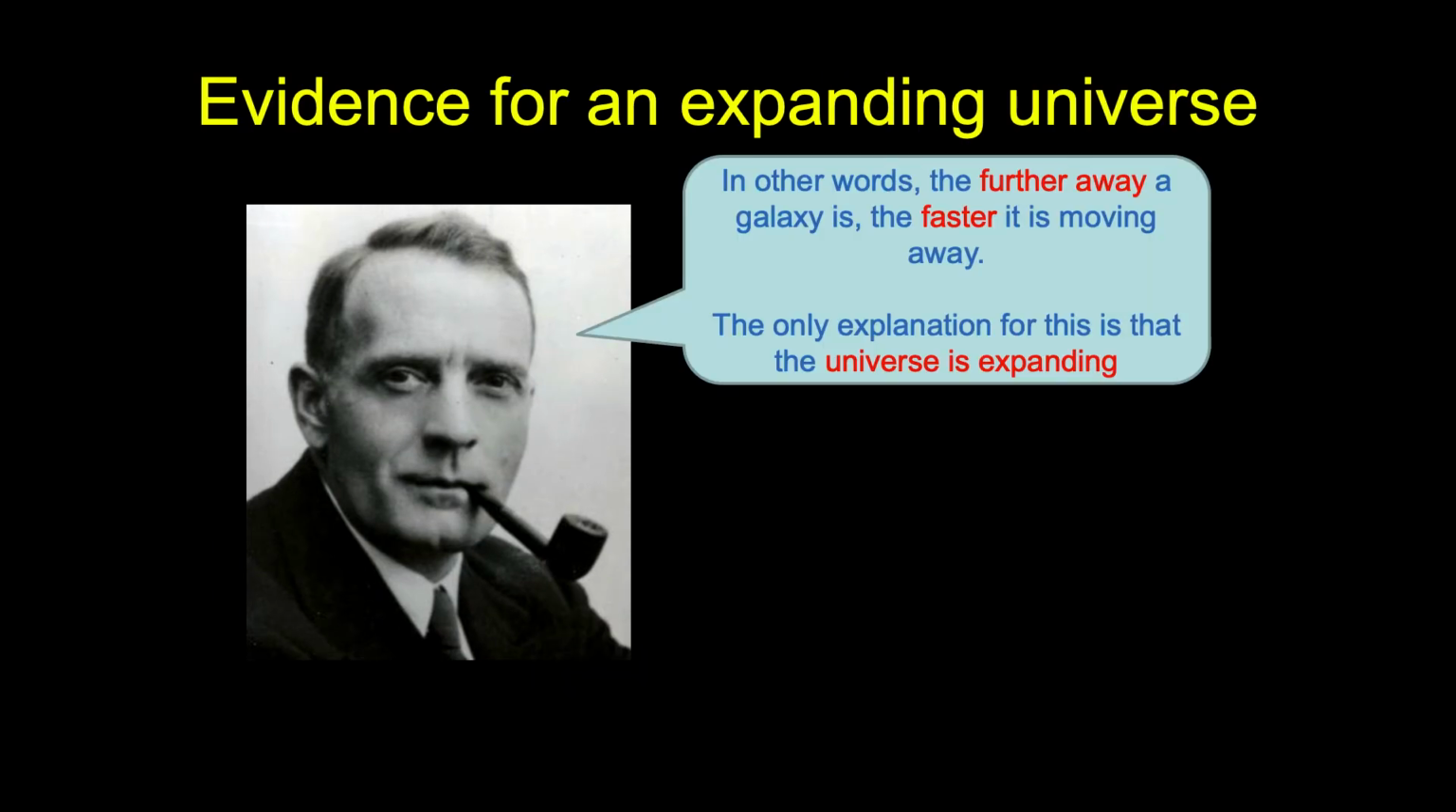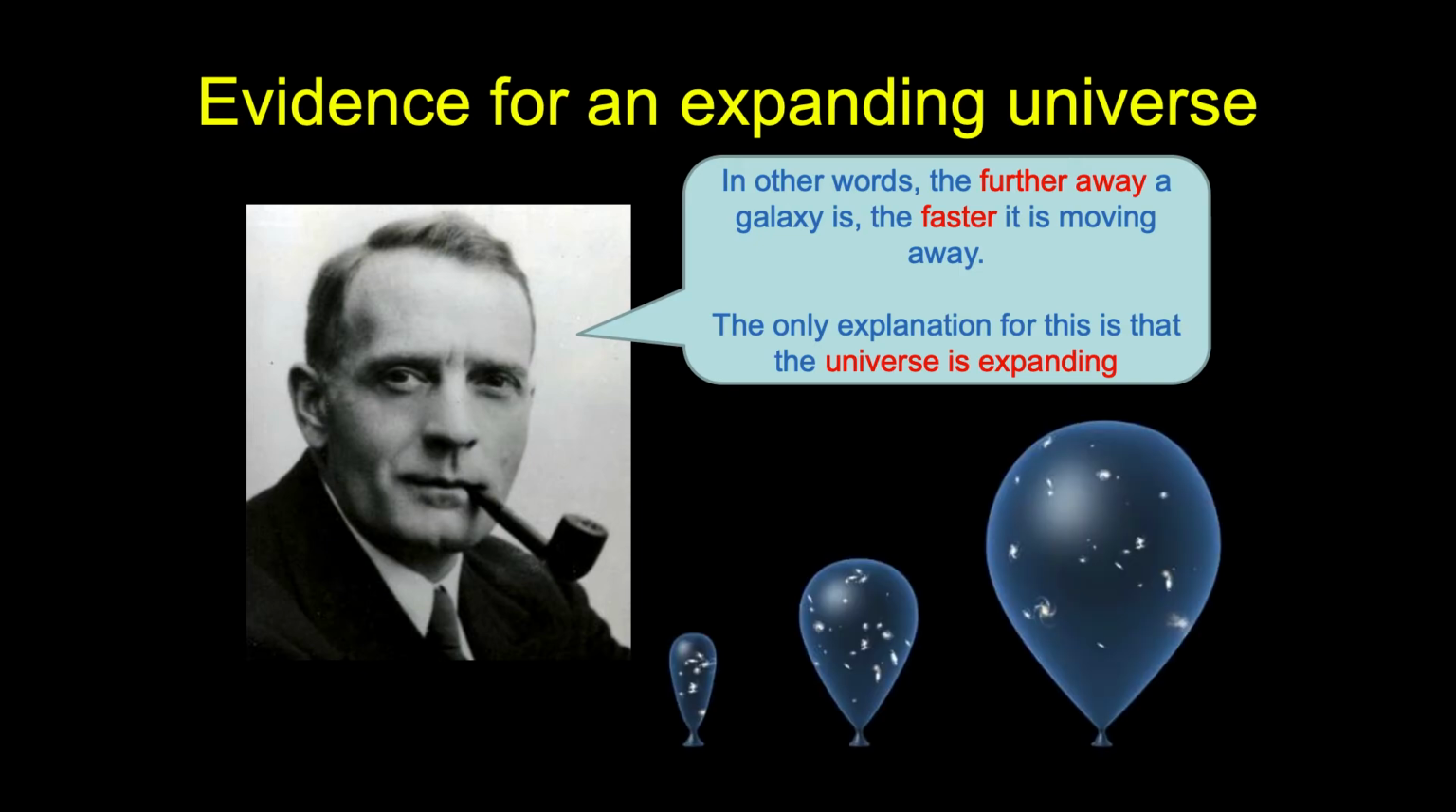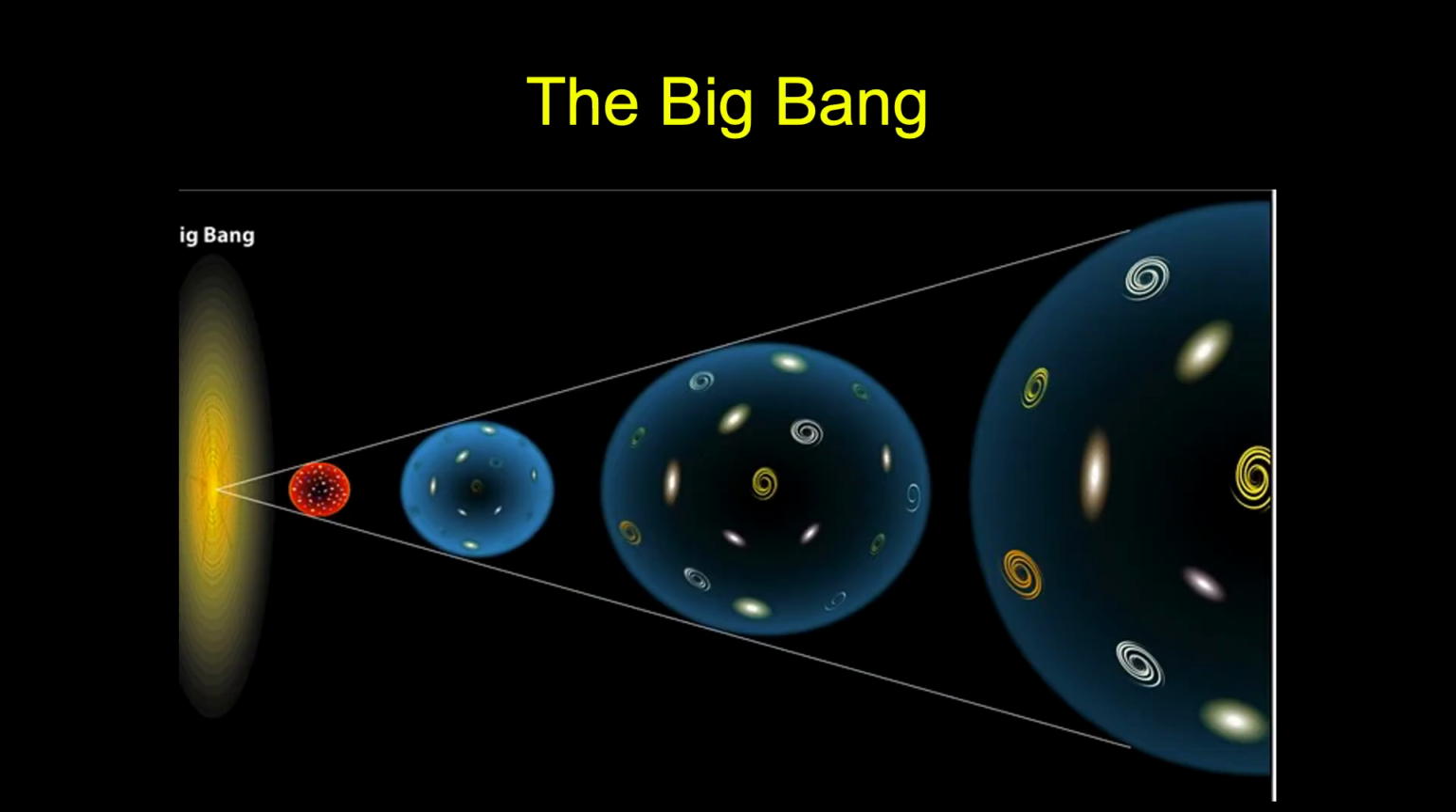So the only way that you can explain that is that the universe itself is expanding. The whole universe is expanding, because if you wind back time, ultimately all of those objects were in one spot. A way of thinking about this is if the universe is like a balloon that's inflating, you've got a whole certain number of objects on that balloon, and as the balloon inflates, the objects get further and further apart.